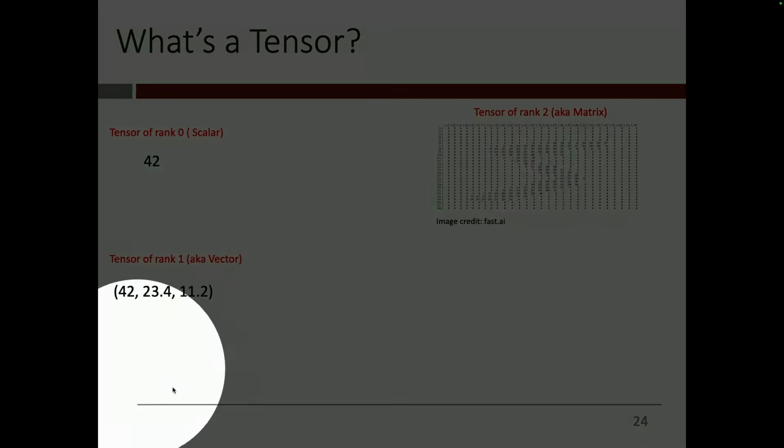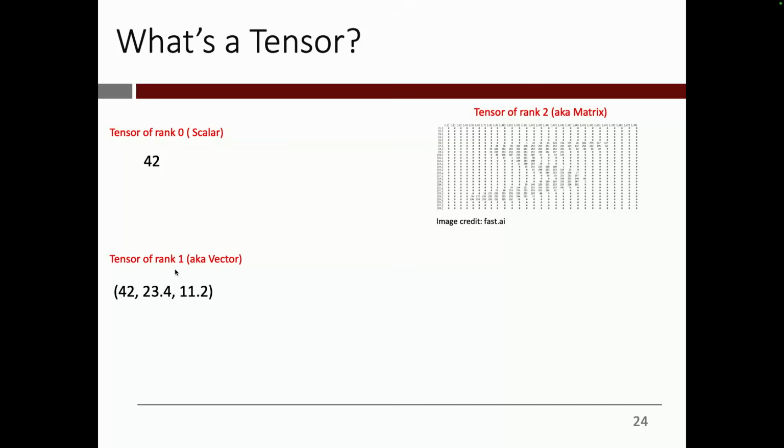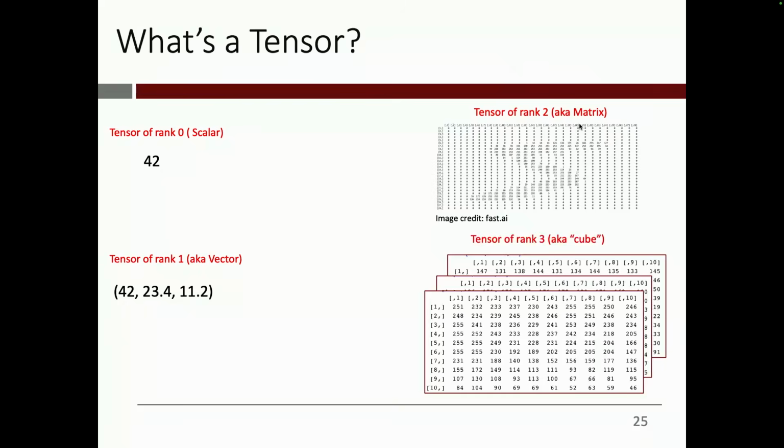A vector is a list of numbers. You can write it down top to bottom, and it's one dimension, so it has rank 1. A table is two-dimensional, so it's called rank 2. And you can have a rank 3, which is just a bunch of tables. A bunch of tables is a rank 3 tensor. We also think of it as a cube.